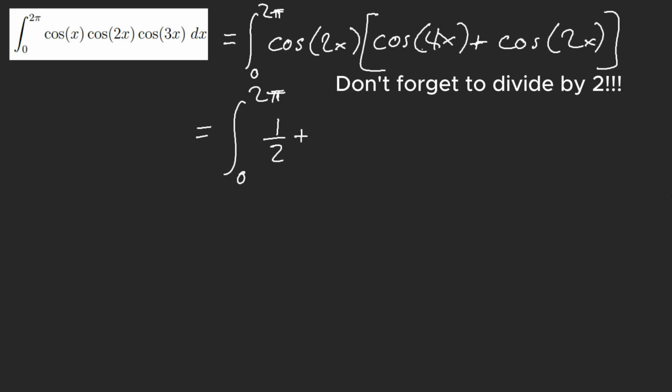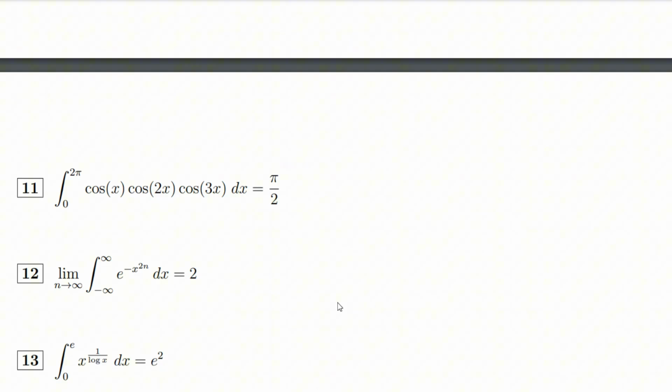And then we have cosine 2x times cosine 4x. Here we could technically do the same thing, right? We get cosine 6x plus cosine of 2x. Yeah, and that's also going to equal 0. So it seems like our answer should just be pi. Let me double check. It's pi over 2. I messed up somewhere.